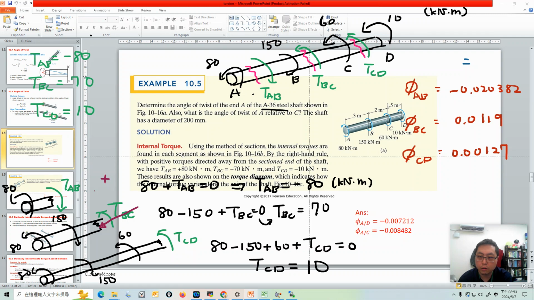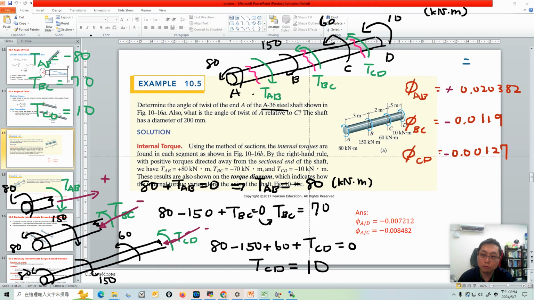So for the torque AB, it points out from the bar. And TBC points into the bar, so it's negative. And for CD, using the right hand rule, your thumb is pointing into the bar. So finally, if you use the sign convention, this one will be positive, this will be negative, and this will be negative.